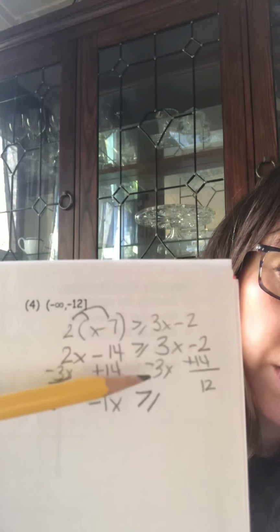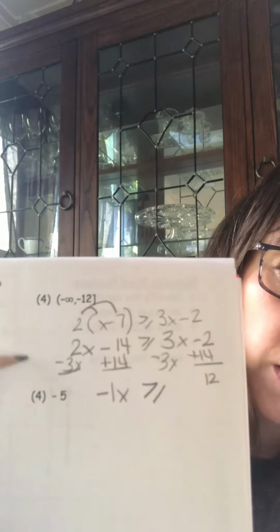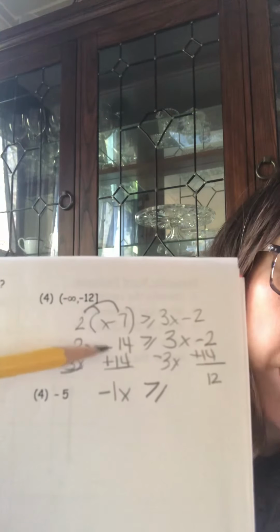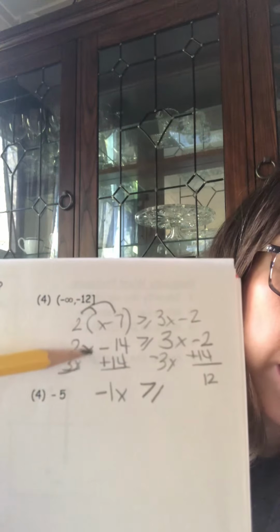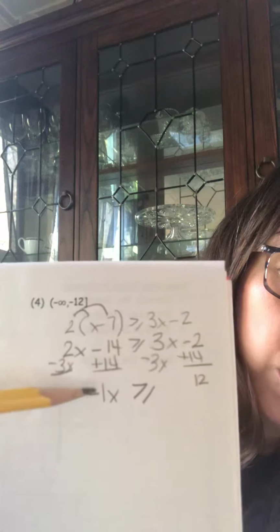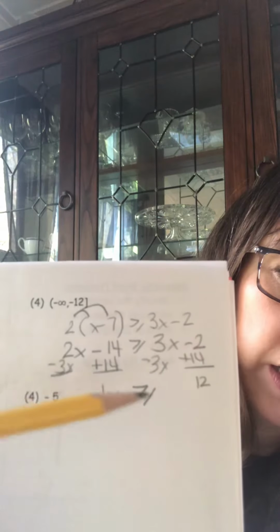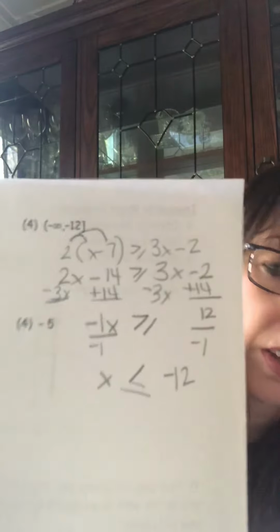So I moved my 3x on the other side by subtracting and put that there. And I moved my 14 on the other side by adding, because that's the opposite, and put that there. So when I did that, I have negative 1x, and then I have a 12. And here's the thing, I don't actually have x alone yet because I have a negative 1. Now remember from my video yesterday, when we divide through by a negative, we have to flip-flop our inequality sign, just like that. So it goes from being greater than to less than.